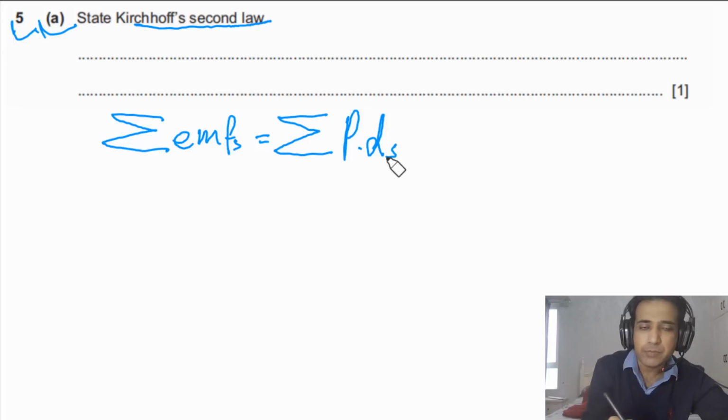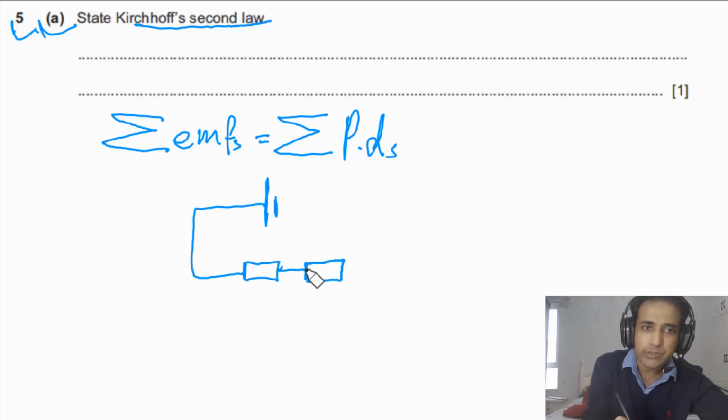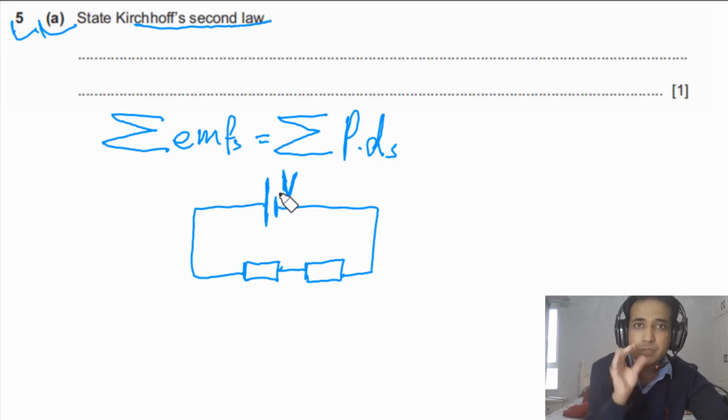Now let me explain this with one very simple example. Imagine that we have one single battery and two resistors, connected in series. Let's say the EMF of the battery is equal to V. In this case, we are assuming this battery has no internal resistance, so the terminal PD across the terminals of this battery is the same as the EMF of this battery.